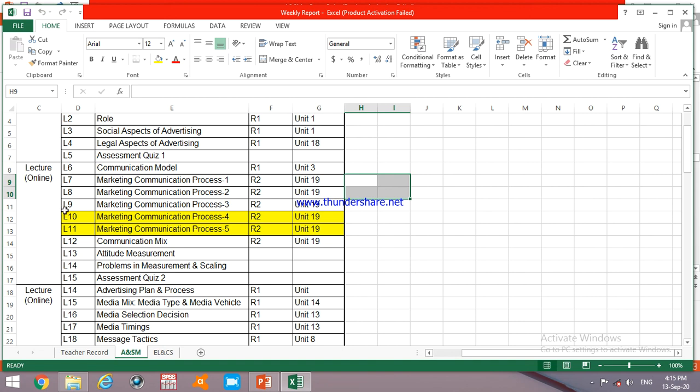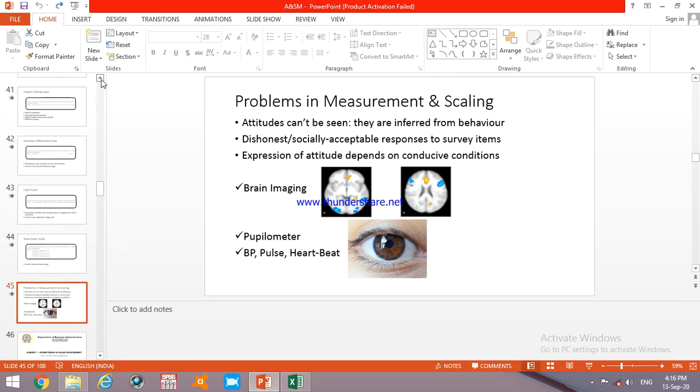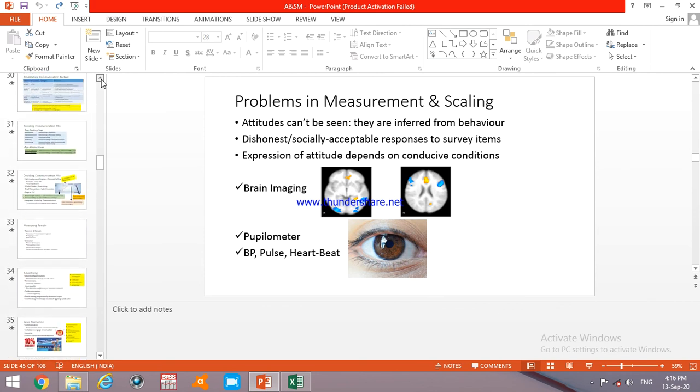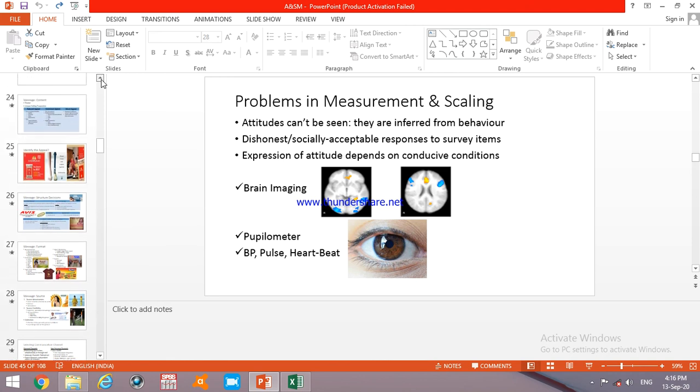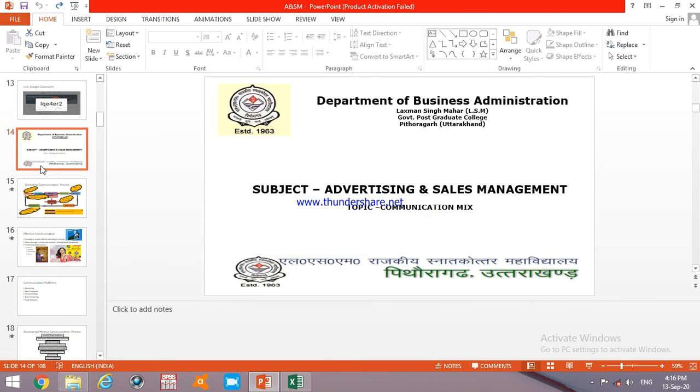And now, as far as the lecture plan is concerned, I have already circulated it to you right in the beginning on your WhatsApp group. The next thing that we are going to have is our assessment quiz in unit 2, which will cover all these topics which I had covered from lecture 6 till lecture 14. All these topics would be there in your assessment quiz 2. So please be ready for the assessment quiz, and please also be ready to answer more practical kind of, more application kind of questions rather than just the theoretical aspect.